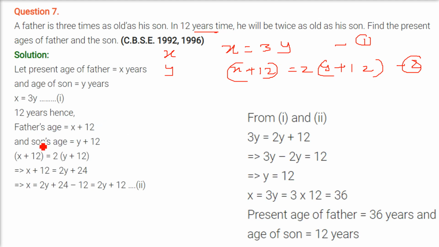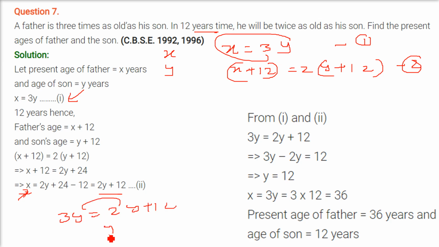Now the second equation will be x equal to 2y plus 12. The first equation is, I'm so sorry, x equal to 3y is our first equation. Second equation will be x equal to 2y plus 12. You can just put x as 3y. So 3y will be equal to 2y plus 12. Bring it here. y will be equal to 12. You put it here. x will be equal to 3 into 12, that is 36. So son's age is 12 years. Father's age is 36 years.